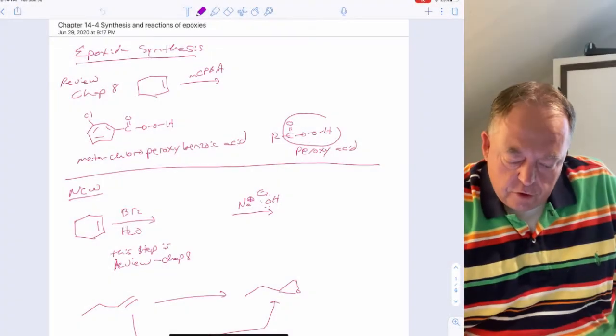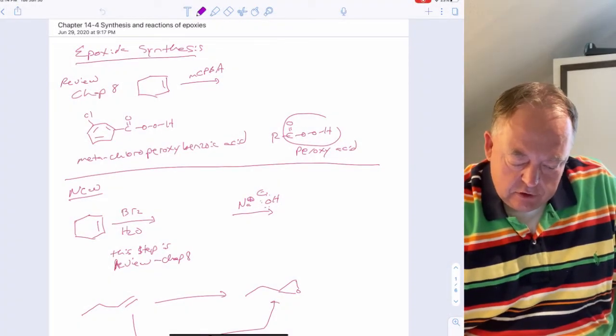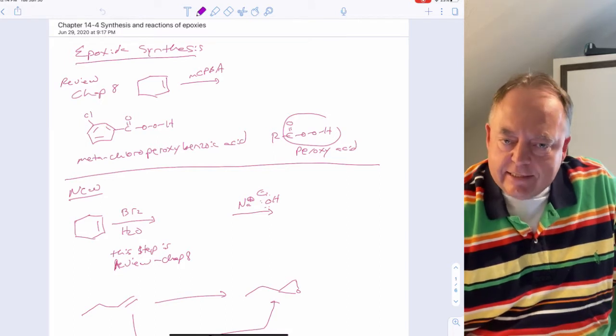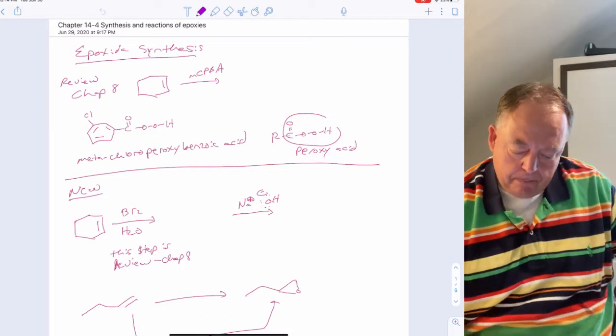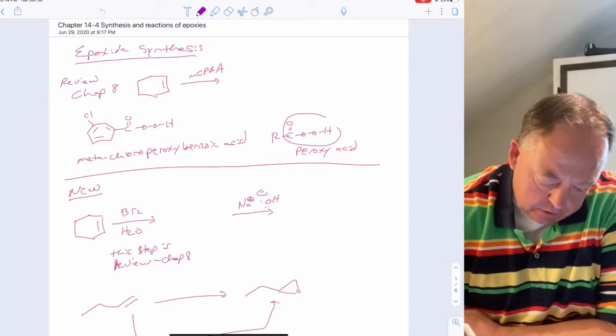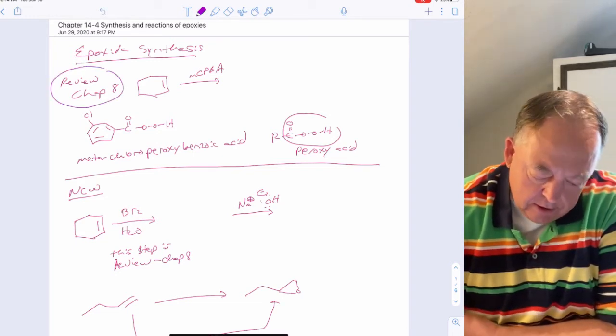So this will be the fourth lecture over chapter 14. In this lecture, we'll look at how to make epoxides and the reactions that epoxides undergo. We've already looked at how to make epoxides in a previous chapter, chapter 8 from Organic 1.